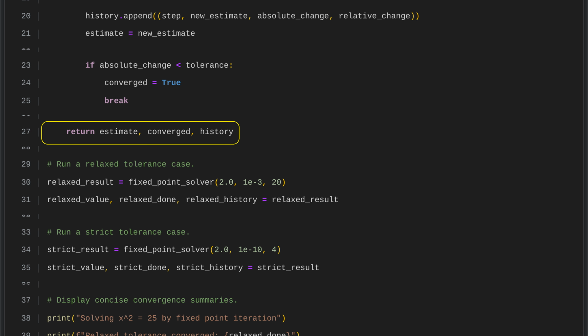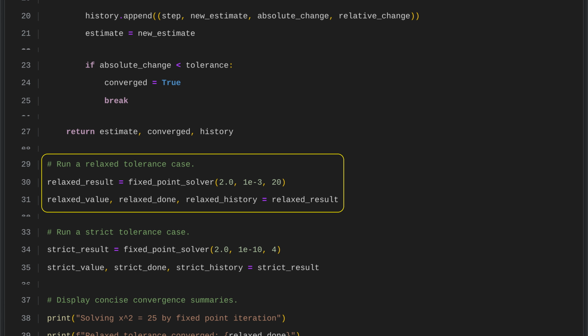The function returns the final estimate from the fixed-point iteration, along with a convergence flag showing whether the tolerance was met. It also returns the iteration history, which records each step's estimate and its absolute and relative changes. This makes it possible to review both the result and how the sequence behaved as it approached convergence.